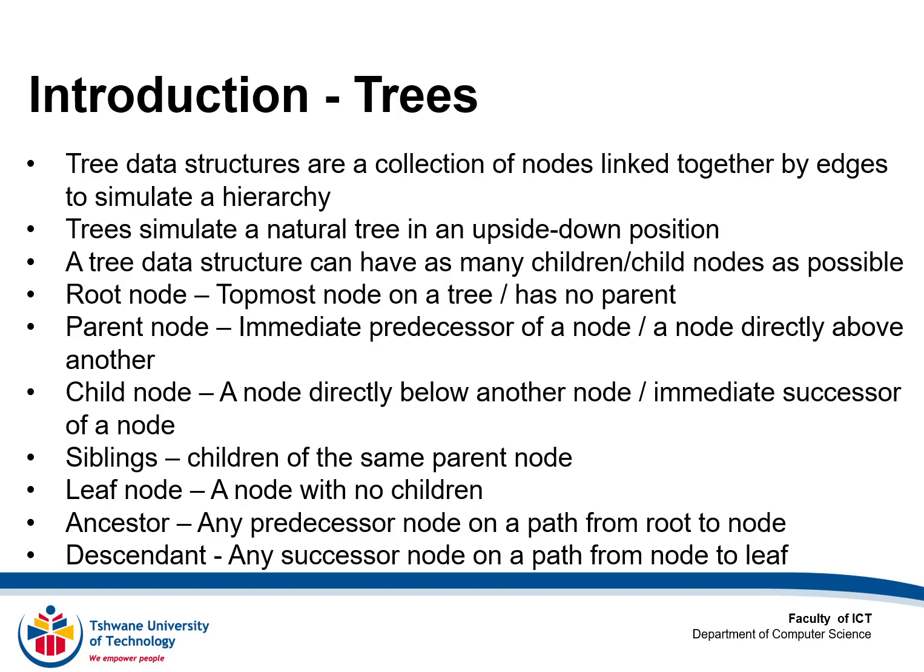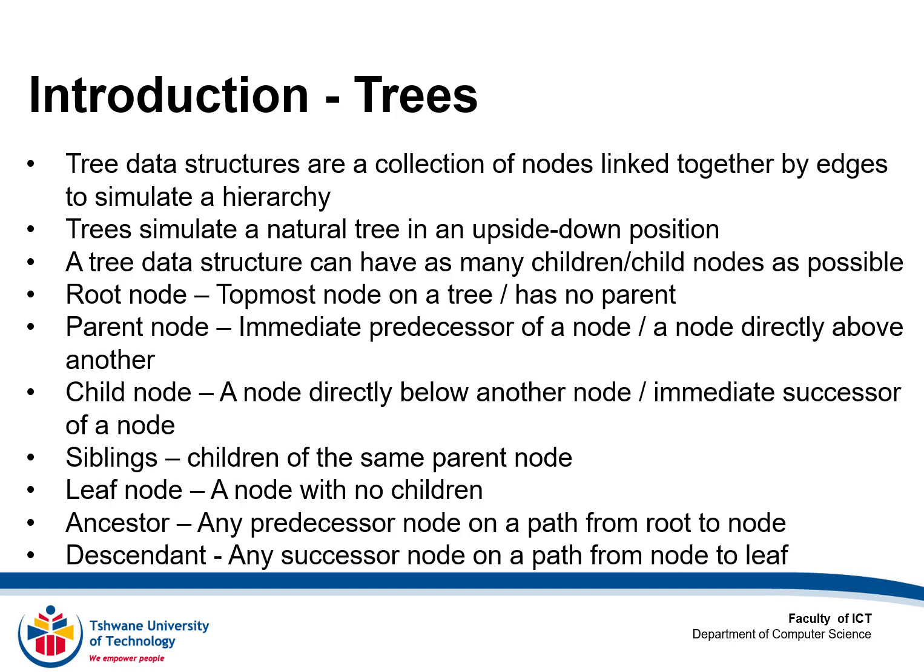At the very end of the tree, the last layer of a tree consists of what we call leaf nodes. A leaf node is basically a node that has no children, in contrast to a root node, which is one that has no parent. An ancestor in a tree data structure is any predecessor node on a path from the root node to the node one is concerned with.